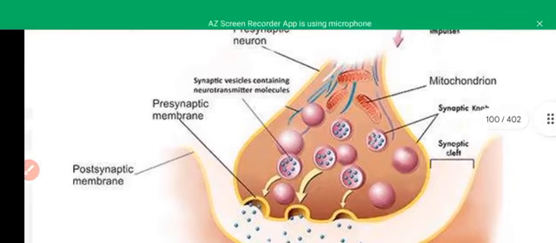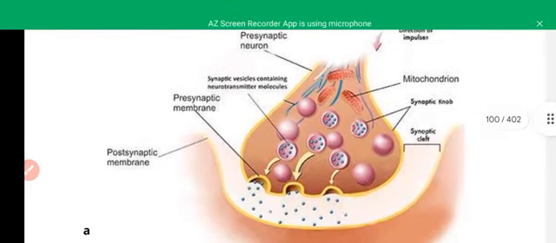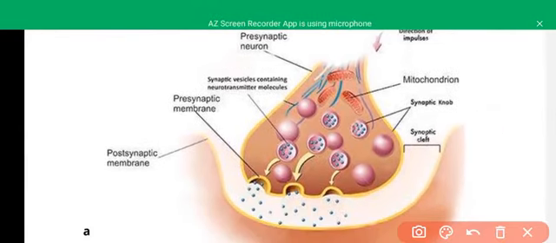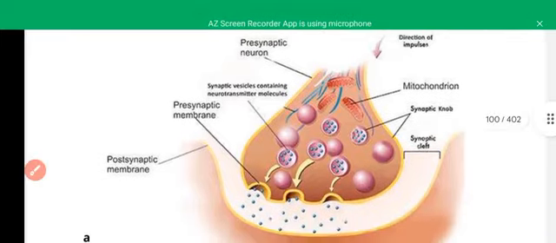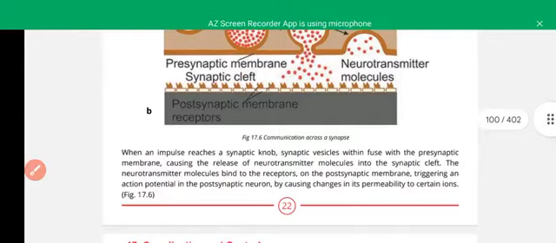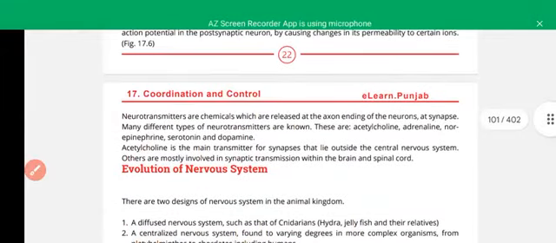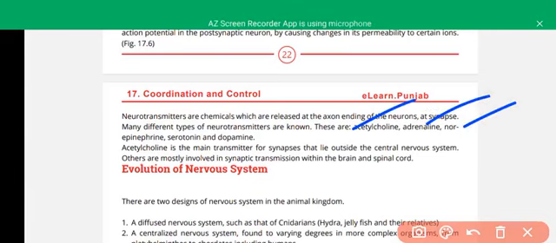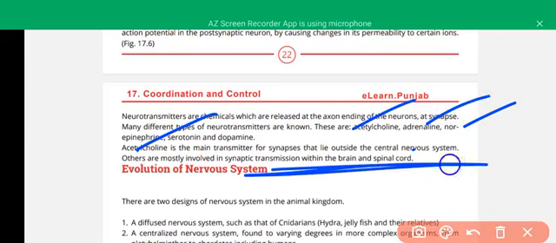And what types of organelles are present at synapses? There will be no nucleus, because the nucleus is in the cell body. There are mitochondria and synaptic vesicles, and then there are the presynaptic neuron, postsynaptic neuron, and synaptic cleft. We have to know about it. And neurotransmitters are acetylcholine, adrenaline, noradrenaline. Acetylcholine acts outside the central nervous system.